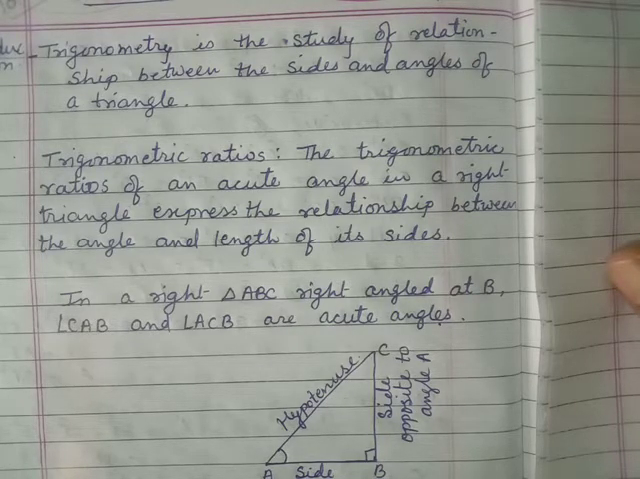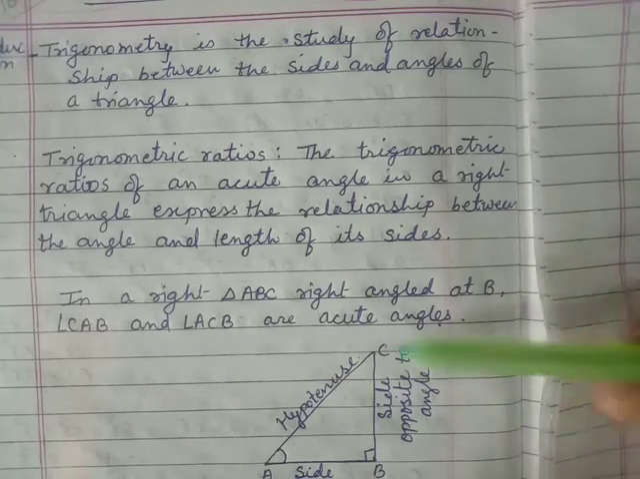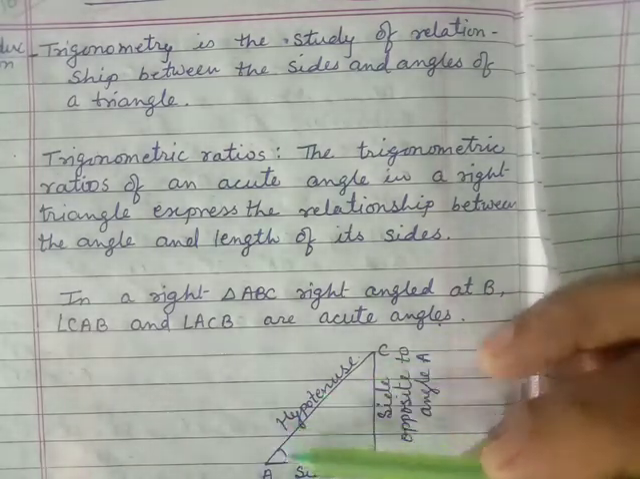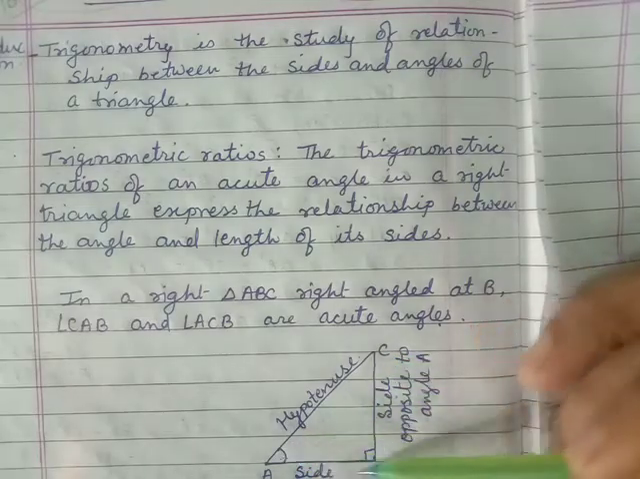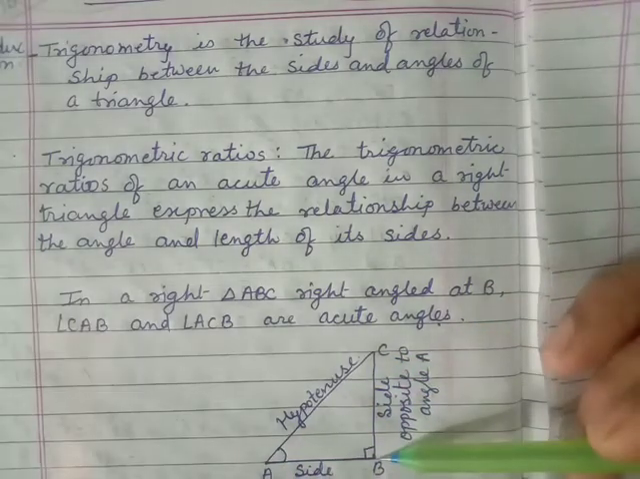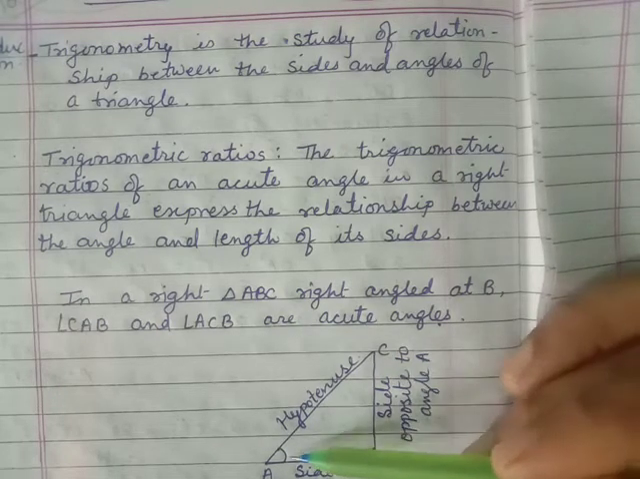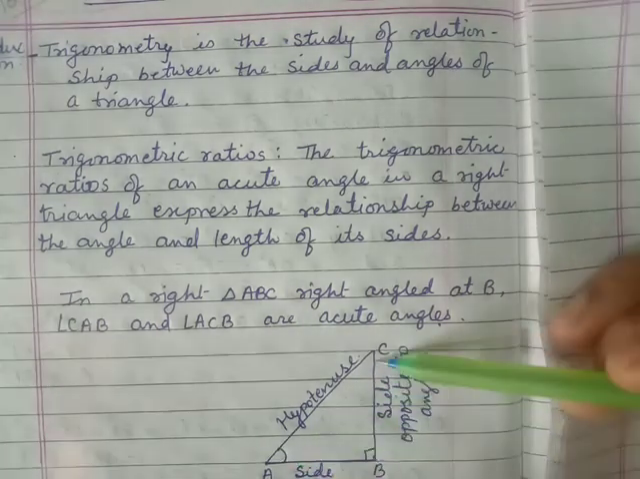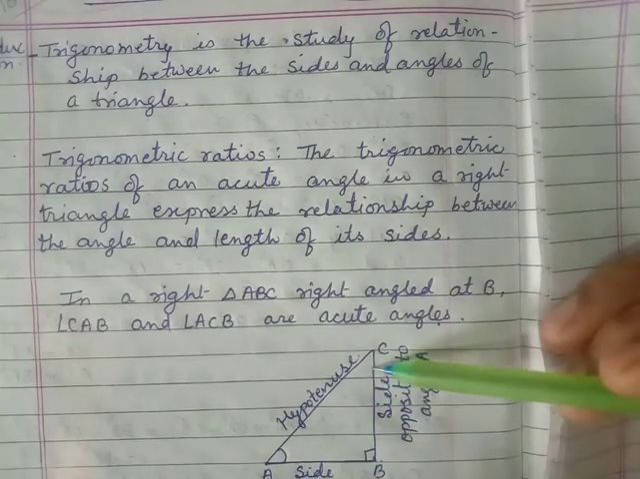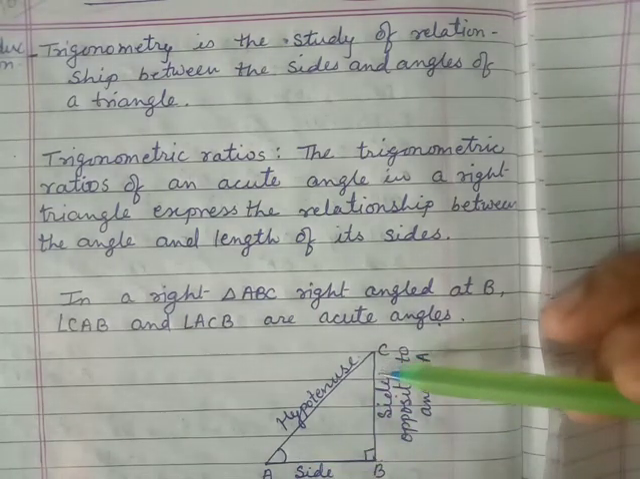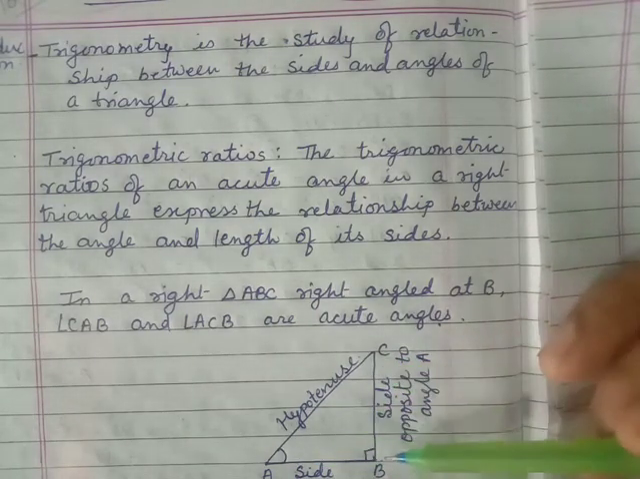In a right triangle ABC, right angled at B, see here, CAB and ACB are acute angles because this is 90 degrees. So by angle sum property, the sum of A and C is 90 degrees, which means both are acute angles, less than 90 degrees.